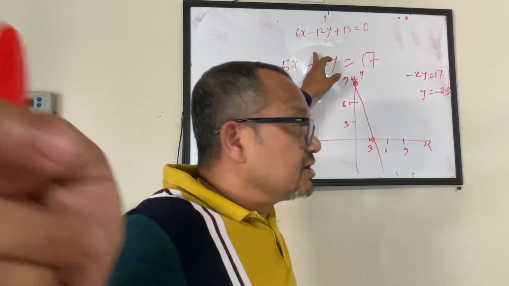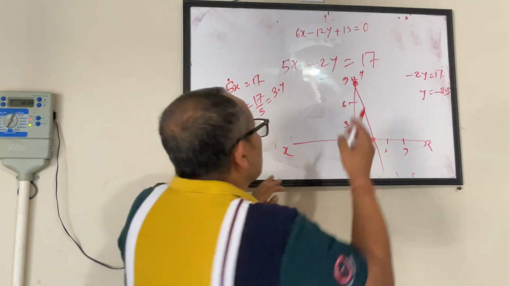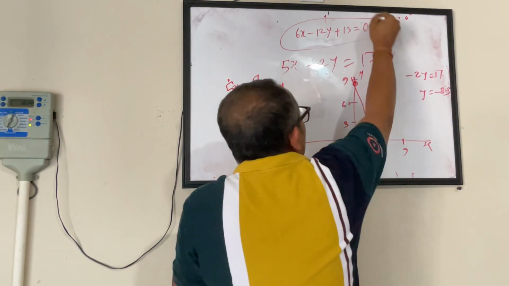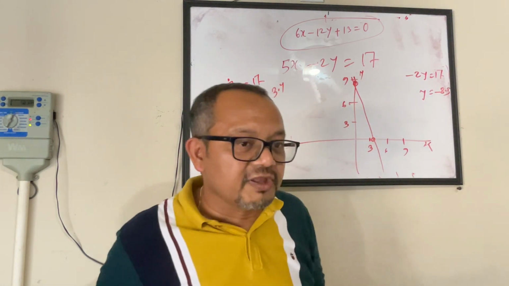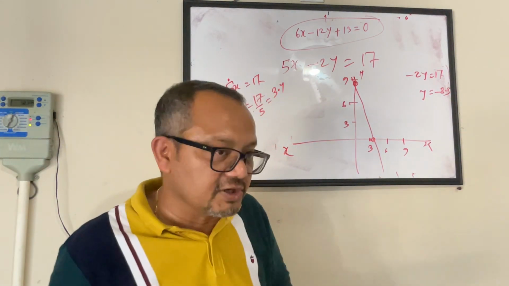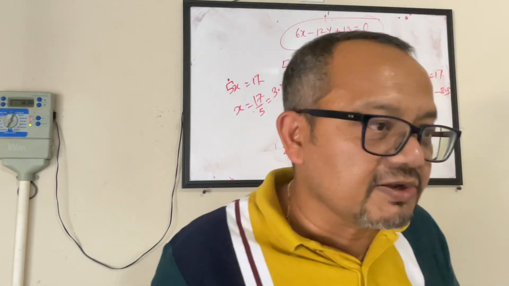It's there in the video also, I have written it here also. 6x minus 12y plus 13 equals 0. This is the equation, okay? Now it's up to you whether you want to find it from the video or you want to note it down now. Yeah, Dikshita, you're asking something.